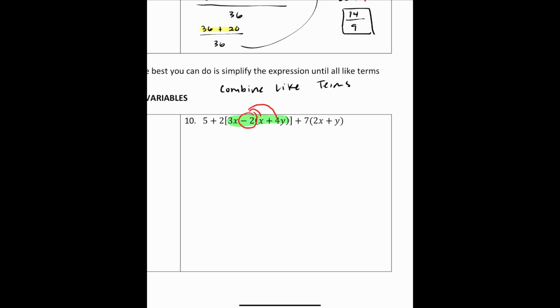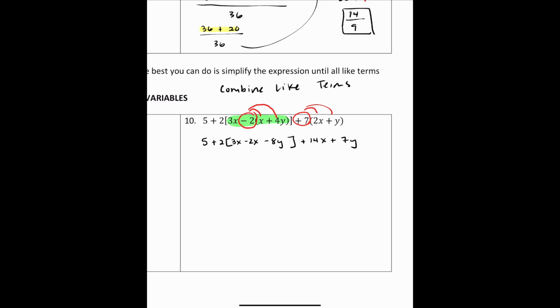So let's rewrite. I have 5 plus 2 times the quantity of 3x. Now, -2 times x is -2x, and then -2 times positive 4y is -8y. Then I can actually do this here too. So I have +7, and I can distribute that to each term here. So that is going to be positive 14x plus 7y.